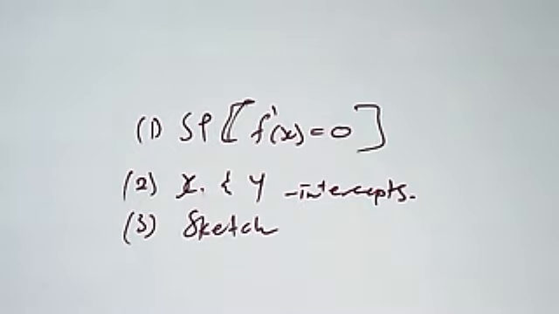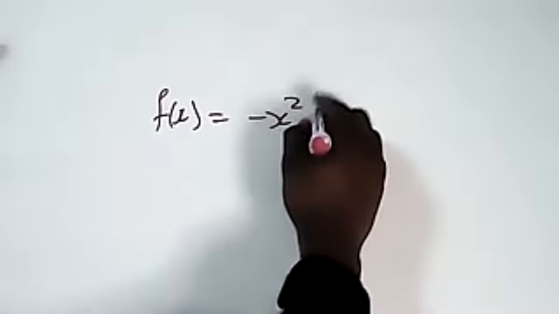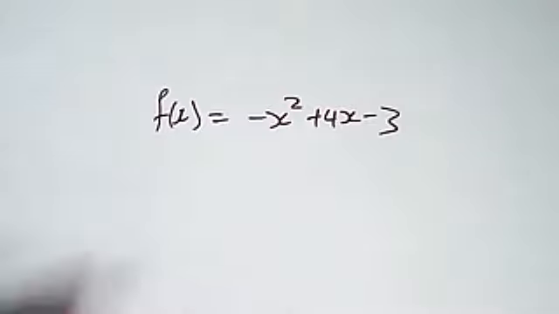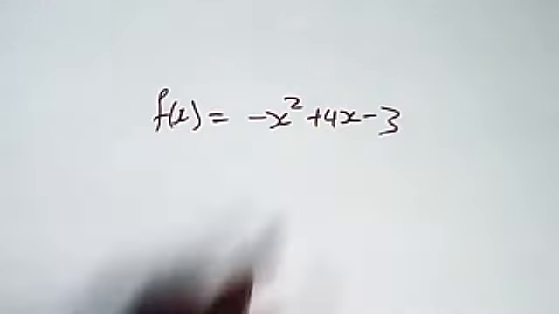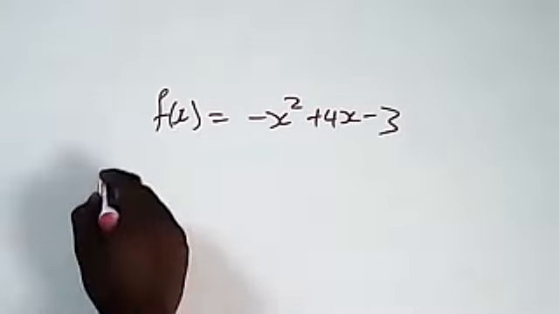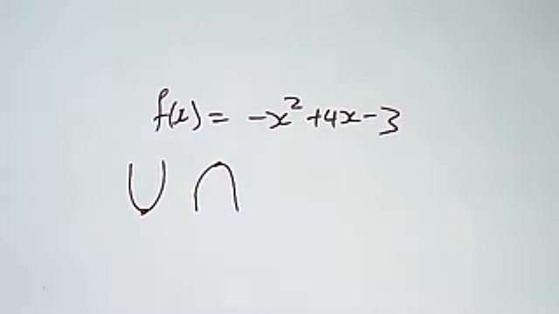But before we go to sketching, let's assume that they give you a function, f of x is equal to negative x squared plus 4x minus 3. This is not a cubic function, it's a quadratic, you can see, but I want to show you something. The first question says to you, determine the stationary point. Since it is a quadratic, it will only have one stationary point, because a quadratic is either like that or like that. But a cubic has two stationary points. So they say find the stationary point.